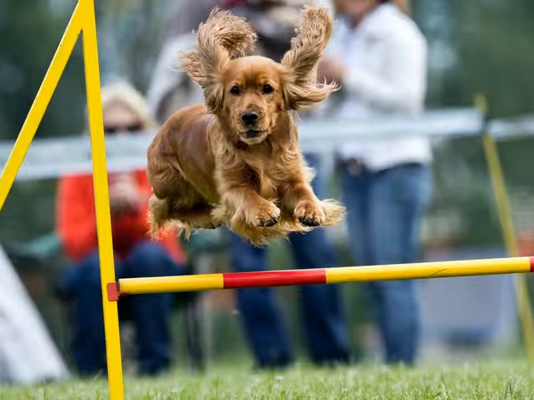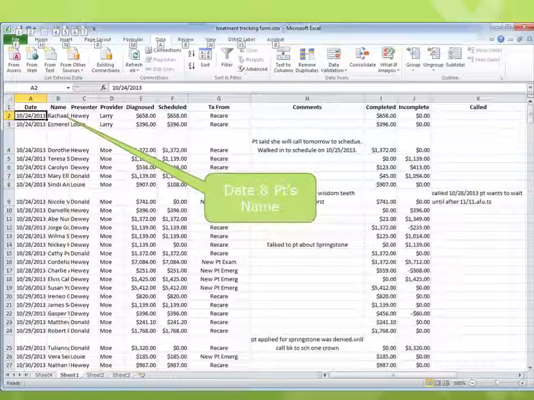What if you're the only staff person or the only doctor that presents treatment? You still want to keep track, not only to track your patients and track your treatment plans, but also to track your personal best. Are you better this month than you were last month? Well, we need to measure it to see.